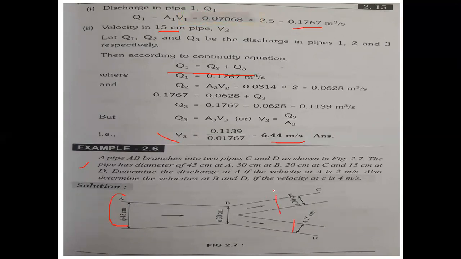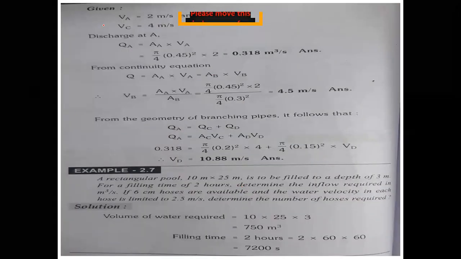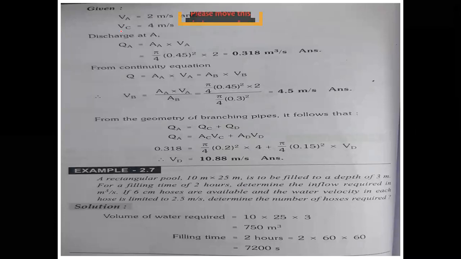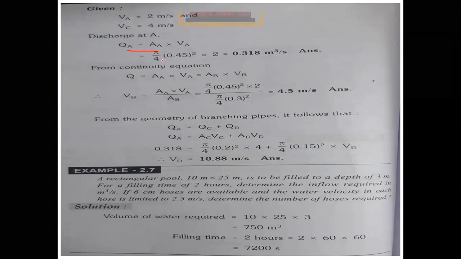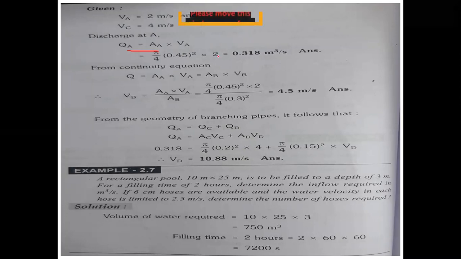Right? So what do you have to find here? With the figure, you have to write the given data. So what is the given data? VA is equal to 2 meters per second, VC is equal to 4 meters per second. The discharge QA is equal to VA into AA. That is equal to pi by 4 into D square times VA, which is 0.318.